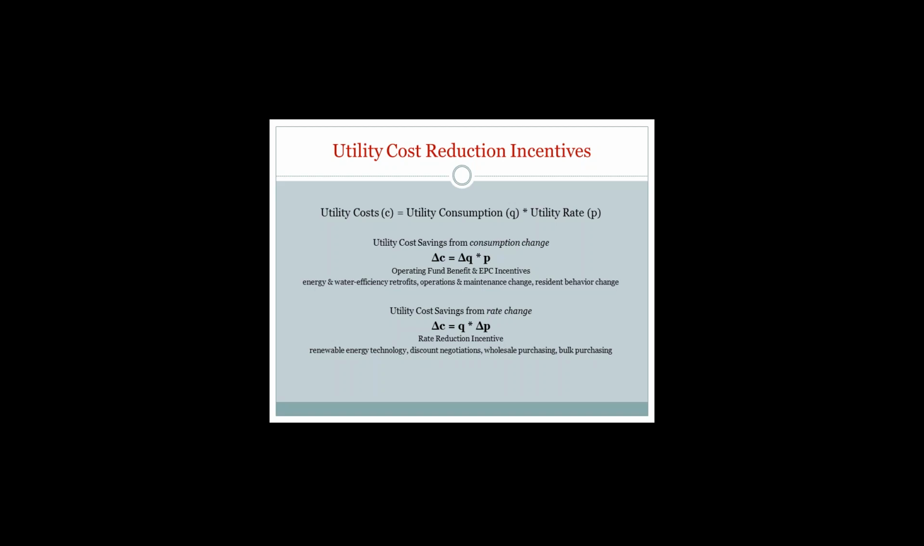So again, we kind of have this split between our consumption reduction and our rate reduction. And the EPC incentives, which cover this consumption change part of the equation, are historically where most of our work gets done because, again, before deregulation of the utility markets, you, as a housing authority, had a lot more ability to affect your consumption than you did your rate.